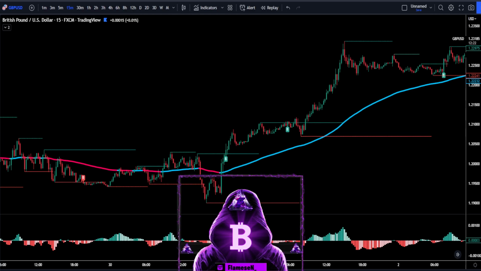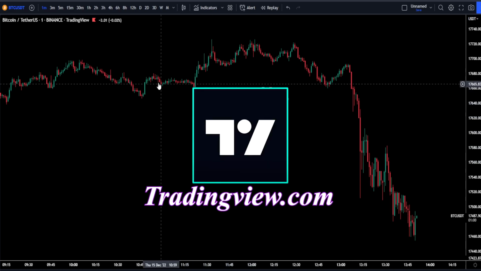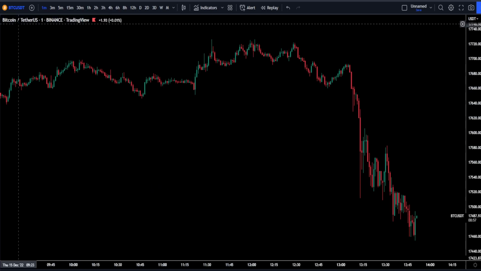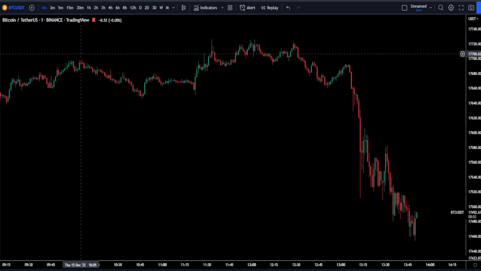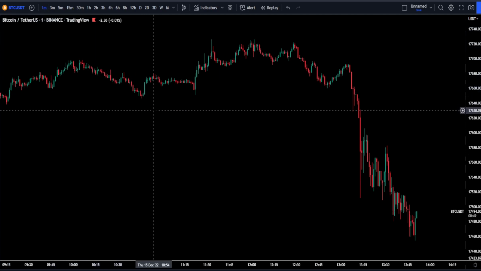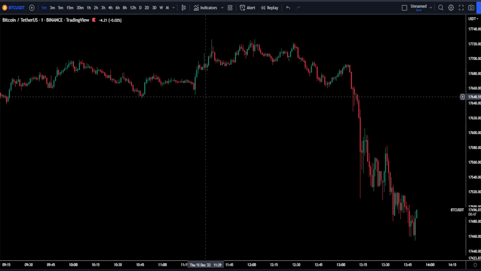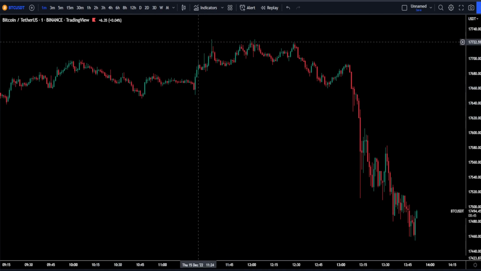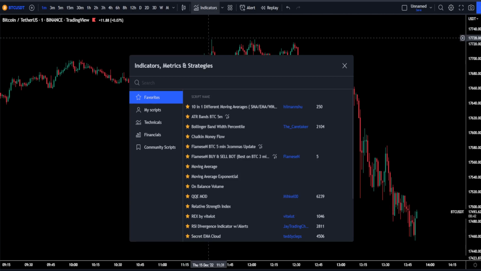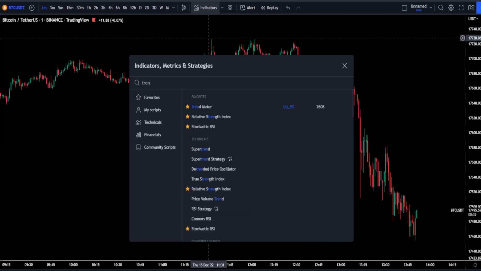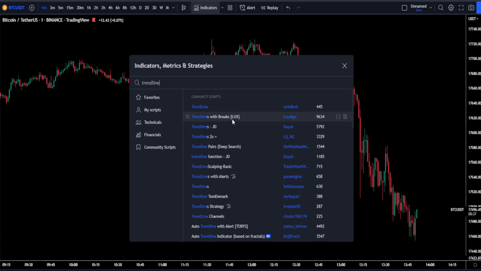Now without further ado, let's get into it. Okay, so first we need to head over to TradingView.com and open the Bitcoin versus USDT on the 1 minute time frame. And in order to actually build this 99% win rate strategy, we need to add 3 free TradingView indicators to our chart. So navigate up to your indicators tab, and the first indicator we will be searching for is trend lines with breaks by Lux Algo.